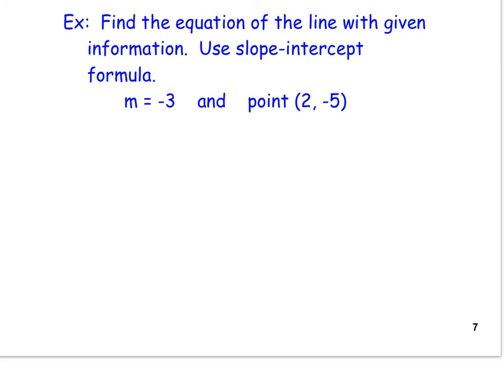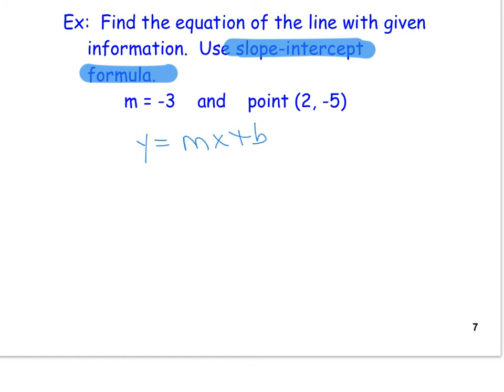Okay, now this one says find the equation of the line with the given information. Use slope-intercept form. I give you m equals -3 and a point (2, -5). And I also tell you which method to use. I say to use the slope-intercept form. Well, that means I have to use y equals mx plus b. If I'm utilizing that, I have to label my point x and y. So if I plug in y, that's -5. If I plug in m, that's -3. If I plug in x, that's 2.